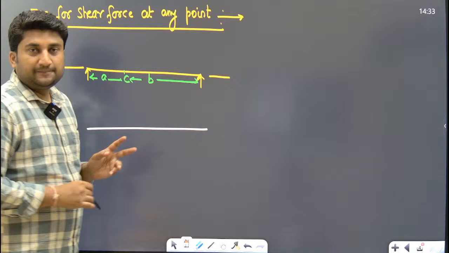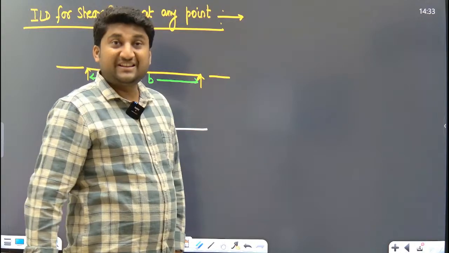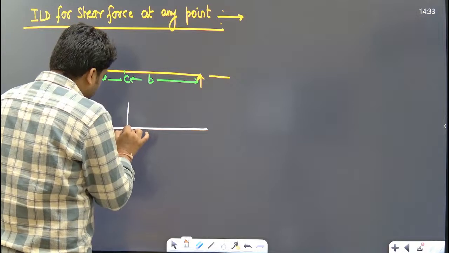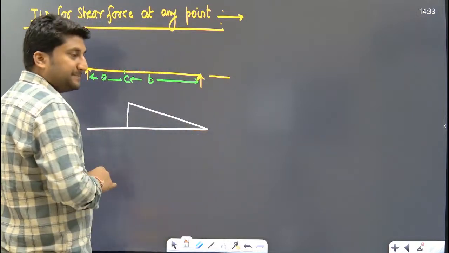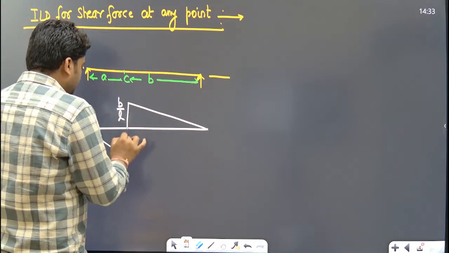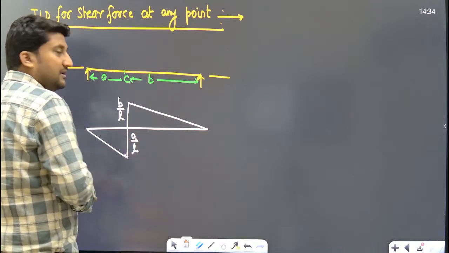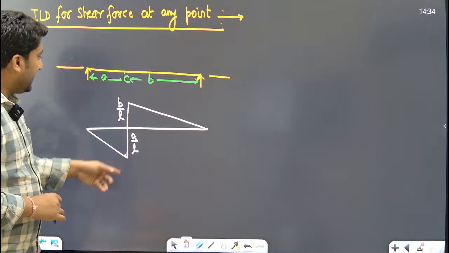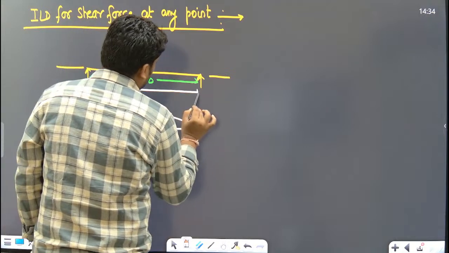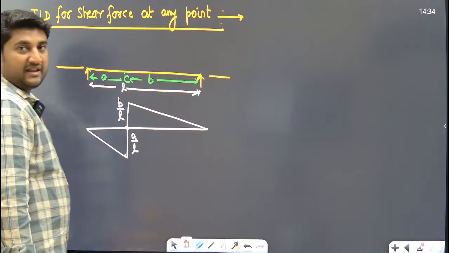cut the beam at C and leave the right hand side. Raise the beam without removing any support by B by L unit, and on the left hand side deflect the beam downward by A by L, so that the total ordinate is 1 unit. Total length is L. You can see at point C, what is the total ordinate? B by L plus A by L, that will be 1.